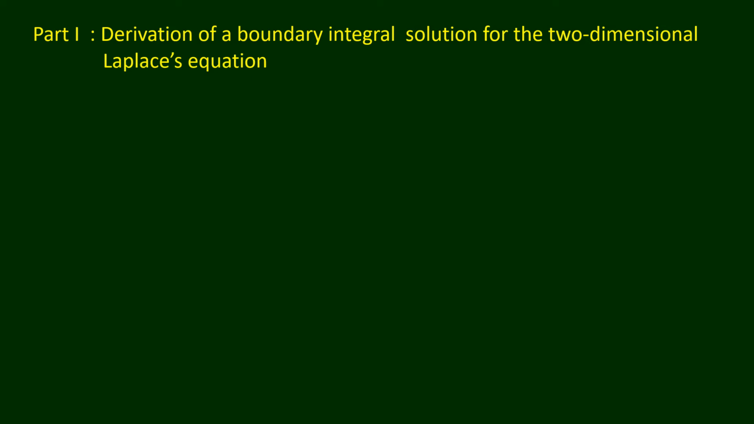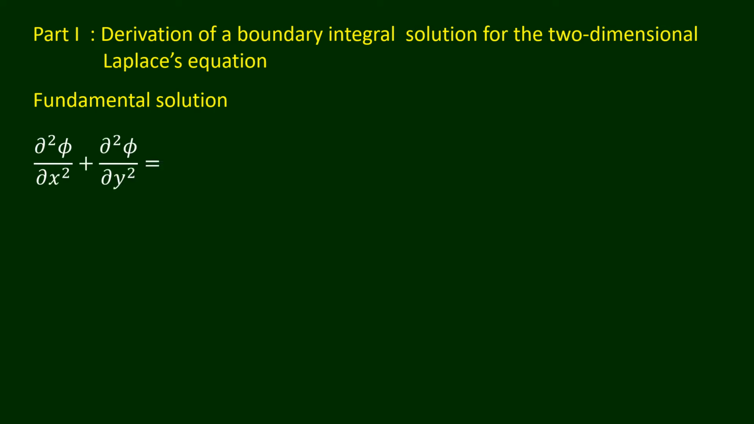We will show how a boundary integral solution can be derived for the two-dimensional Laplace's equation. We start by looking at the fundamental solution of the two-dimensional Laplace's equation. In Cartesian coordinates, the two-dimensional Laplace's equation is given by ∂²φ/∂x² + ∂²φ/∂y² = 0. Phi is a function of x and y.